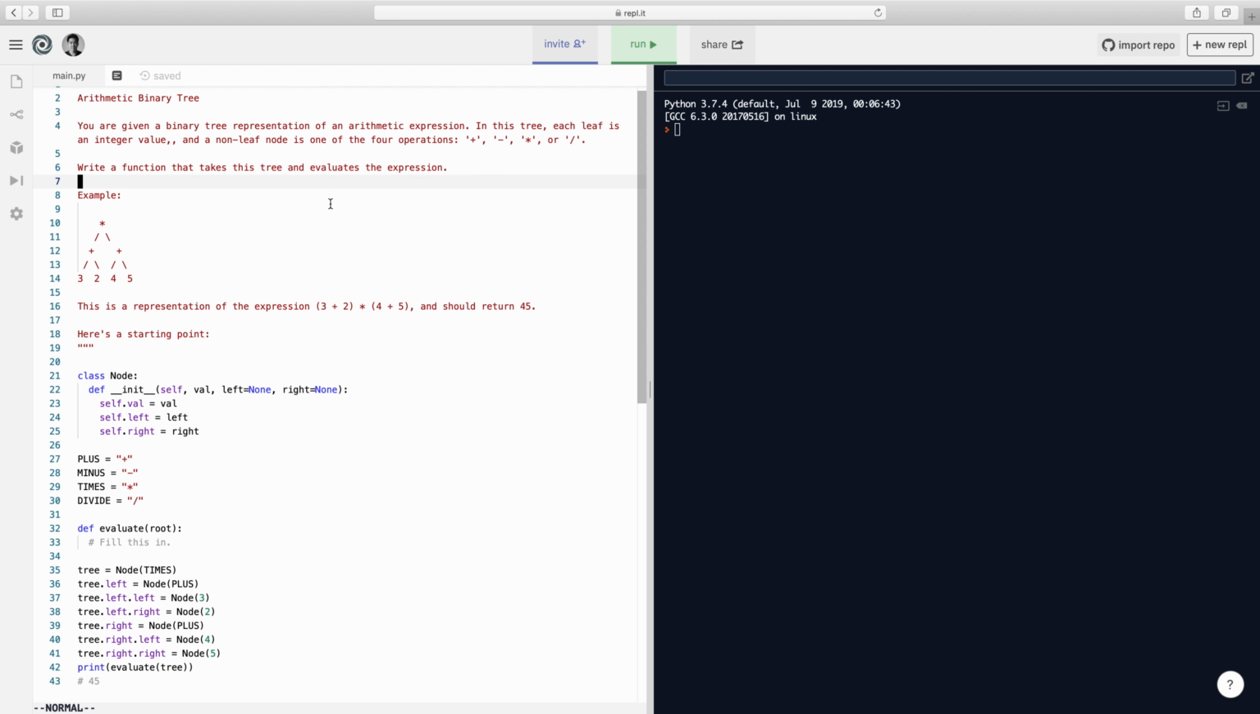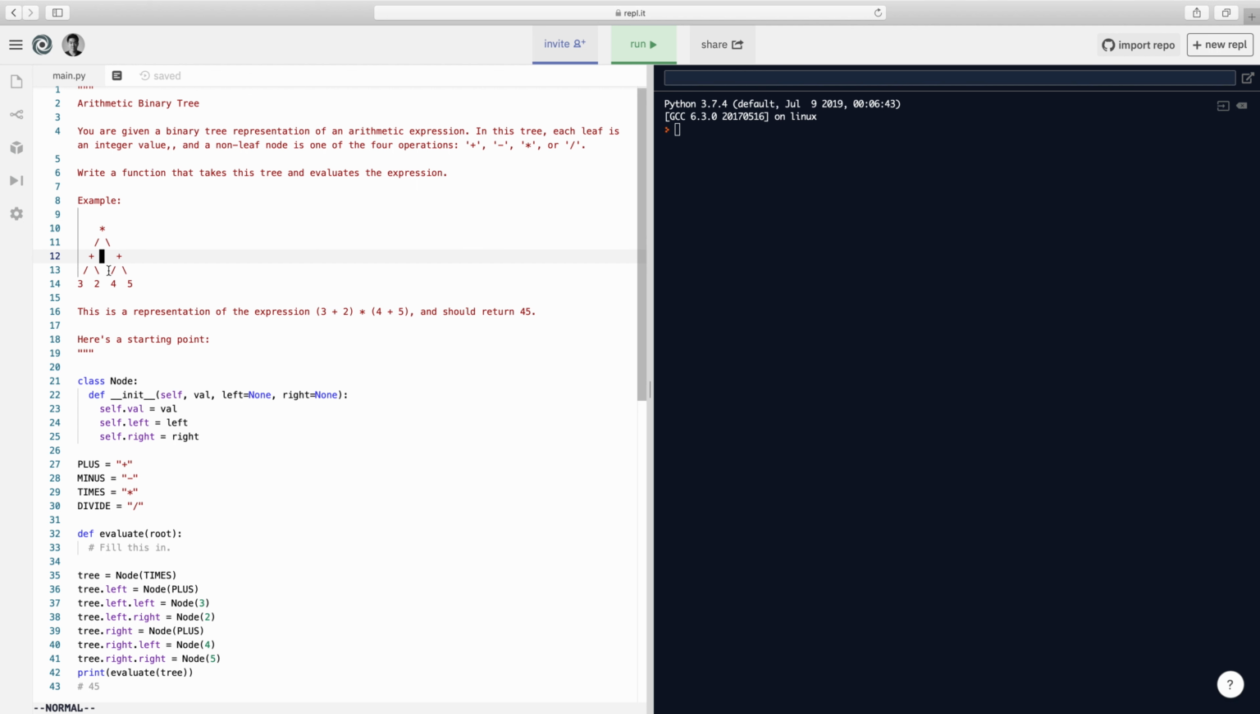All right, so we have an example here. We have a multiplication, and then we have two plus signs. Essentially, you want to add these two together: 3 plus 2 equals 5, and 4 plus 5 equals 9. Then we have 5 and 9, and you do 5 multiplied by 9, and that gives you 45. So here's a representation of the expression. Essentially it's just parentheses. Whenever you go down the tree, that's basically what's happening.